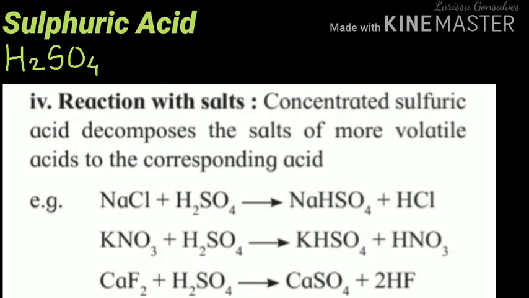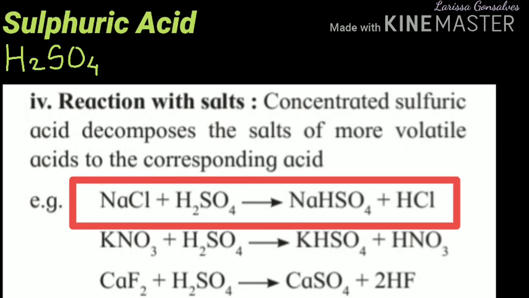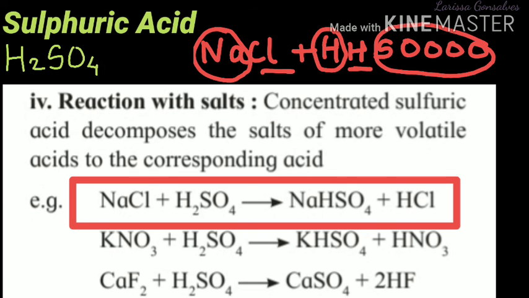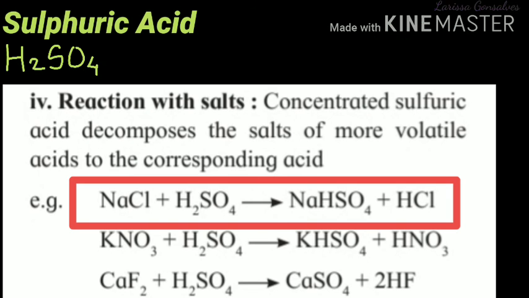Last group is reaction with salts. Concentrated sulfuric acid decomposes the salt of a more volatile acid to the corresponding acid. Here are 3 examples which explain the same. So first we take the sodium chloride and treat it with sulfuric acid. So NaCl reacts with H2SO4, thus giving the formation of NaHSO4, which is sodium bisulfate, along with hydrochloric acid, that is HCl.